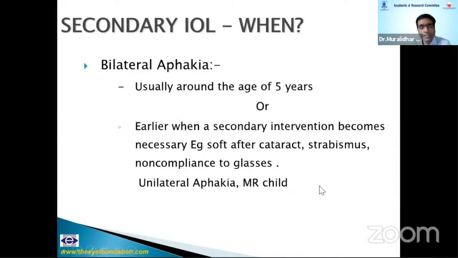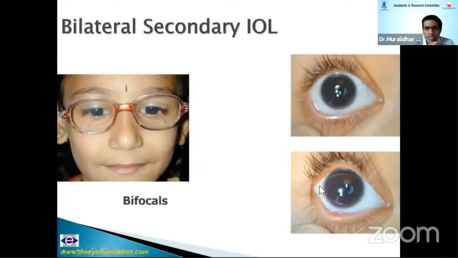So secondary IOL in unilateral aphakia, I usually prefer to put it around 9 months to 1 year. But in bilateral aphakia, usually around the age of 5 years, when the child would go into school and where loss of aphakic glasses would be an issue, or in case I am doing a secondary intervention early, for example, a soft after cataract or something for strabismus or a mentally retarded child, then possibly earlier. So this is a bilateral secondary IOL. IOL implantation has to be done in the sulcus.